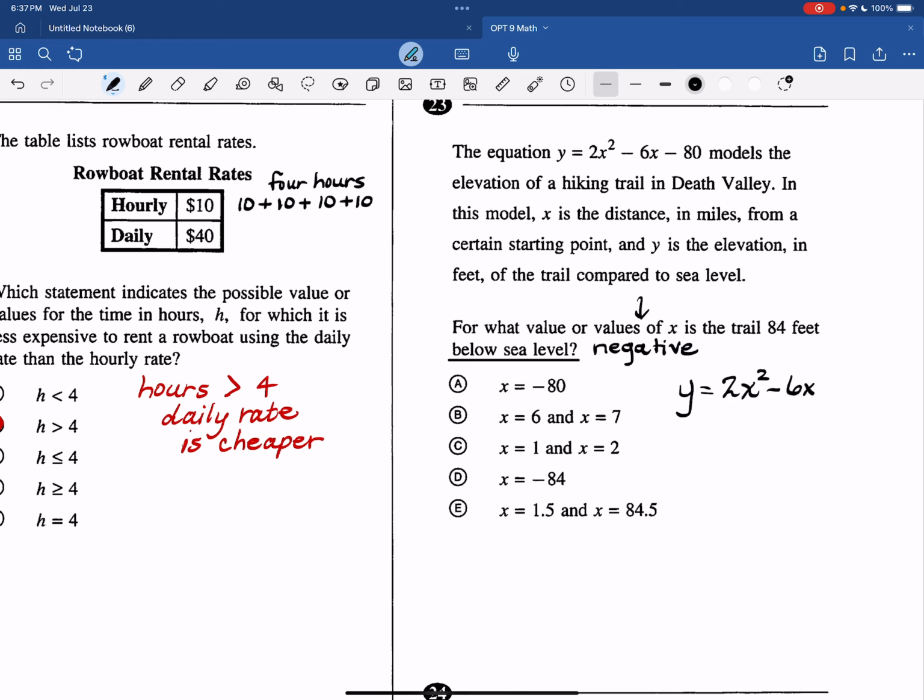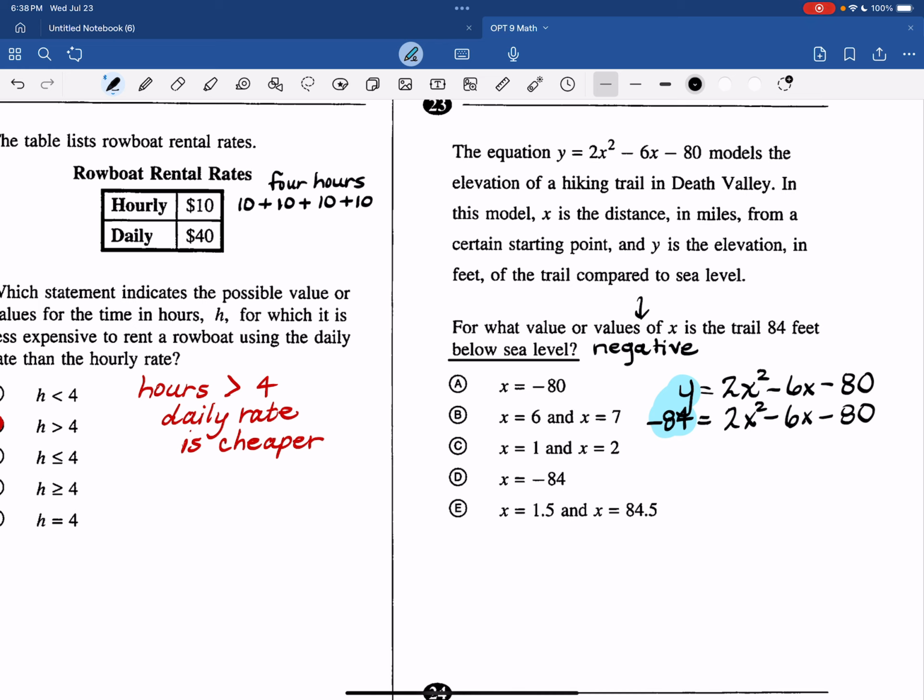At least they didn't make us come up with this thing. They just told us what it is. And they said that x is the distance in miles from a certain starting point. We don't know that, so we're going to leave x alone. Just write the x's down. But we do know that y is elevation and that it's 84 below sea level. So you can plug in your value for y, but the x's we don't know.